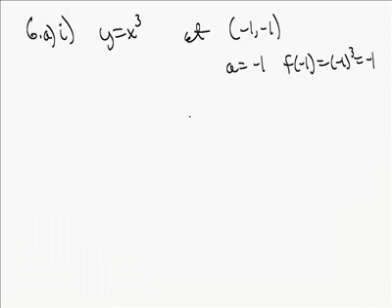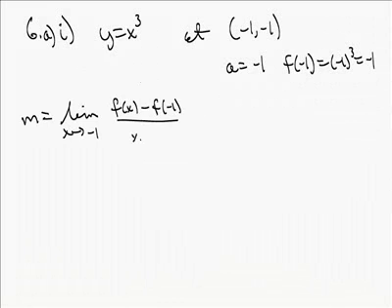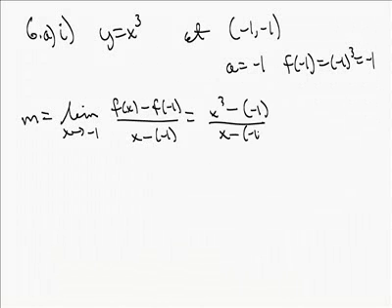Using definition 1 in part I, we're trying to find the slope of the tangent line. Now remember, the slope of the tangent line is going to be the limit as x approaches a, which in this case is -1, of f of x minus f of a, which is -1, divided by x minus a. So we have f of x equal to x cubed, minus f of -1, which is -1, all divided by x minus -1. So we actually have x cubed plus 1 divided by x plus 1.